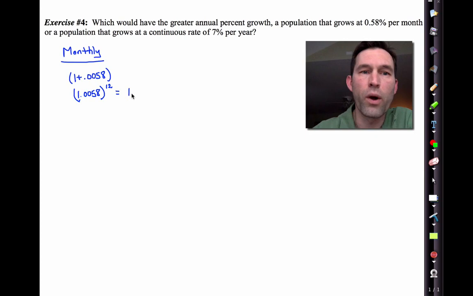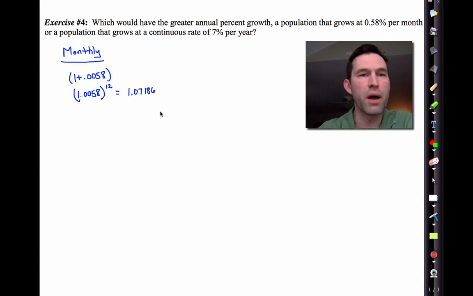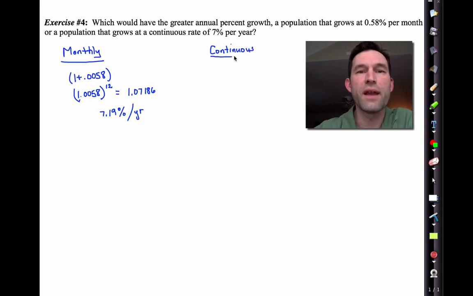So that ends up being 1.07186, I believe. Let me check my answers. Yep. And so that tells us that with this monthly growth of 0.58%, we're growing at about 7.19% per year. Now, what's weird is that the continuous one almost seems like it's only growing at 7% per year, but that's not. In the next lesson, we'll call that a nominal rate, in name only.